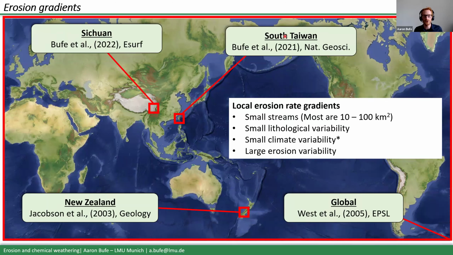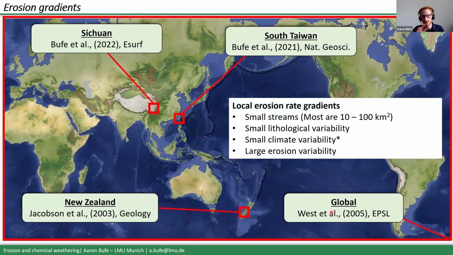And so we looked at a study from Sichuan, from South Taiwan, from New Zealand, and then also a global compilation of small mountain streams that violate somehow this idea of going to local places, but it's often used in many carbon cycle models or as a reference. And so I'm throwing this in here as well, because it's also looking at small rivers that are all draining uniform lithologies. The lithologies that I'm focusing on here are metasediments, and some studies, in particular the West study here, also include granitoid lithologies.